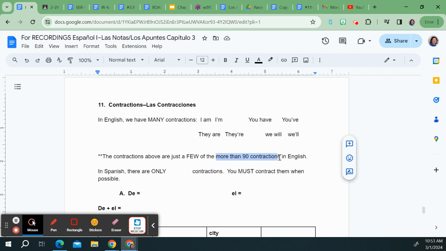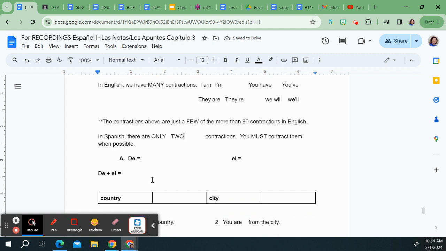You can say he is going or he's going, and it doesn't matter in English whether or not you decide to use that contraction. But in Spanish, they have only two contractions, and you have to use them whenever possible.